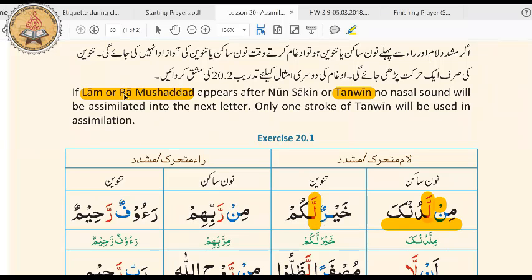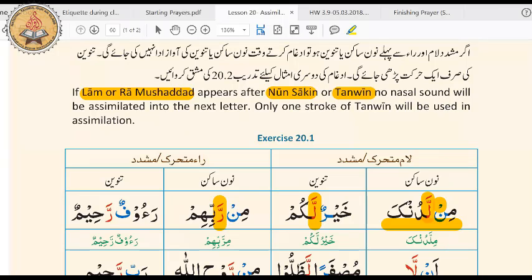Now it also says if a ra mushaddad appears after a noon sakin, and you can see in this third box here they've got a ra mushaddad, and the letter before that is a sukoon letter. It's a noon sakin, okay? Again here, idgham kamil will take place. This noon sakin will not be produced. So how I would say this is, I would join this meem and the ra: mir rabbihim. That noon sakin is a silent letter. It will be totally ignored, okay?